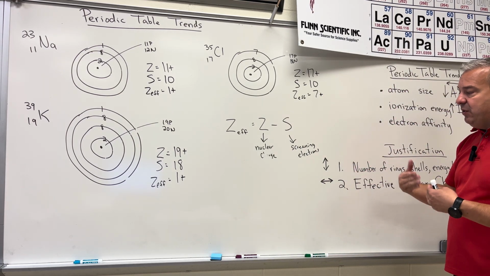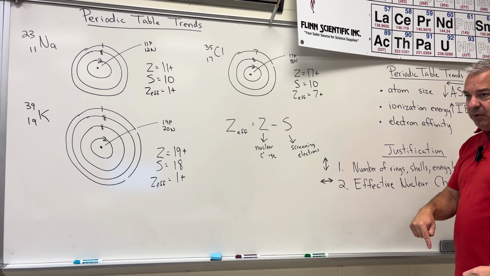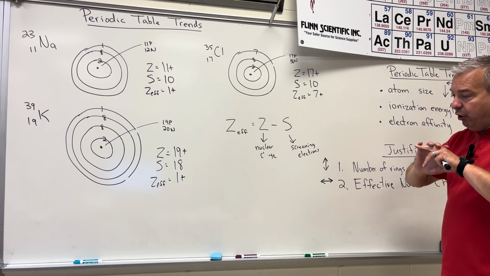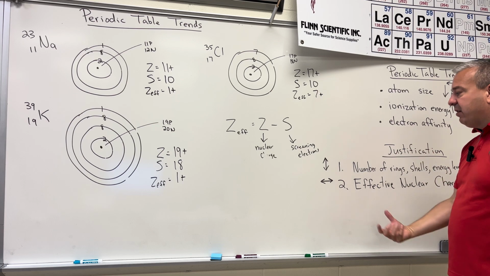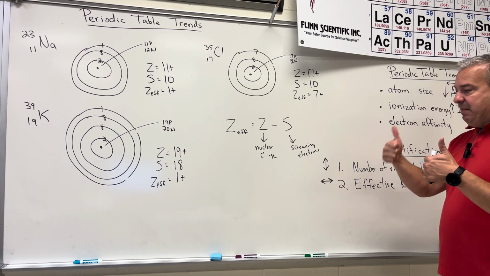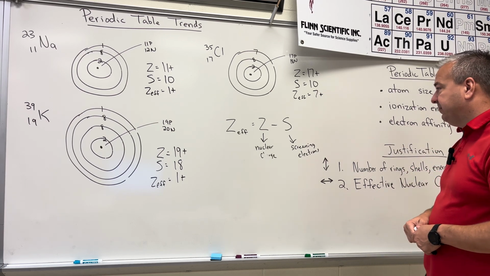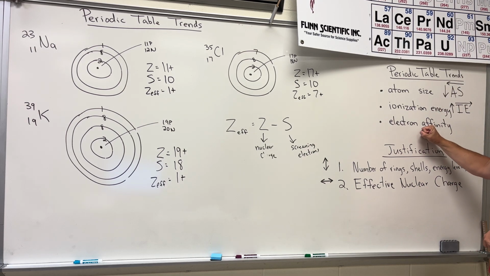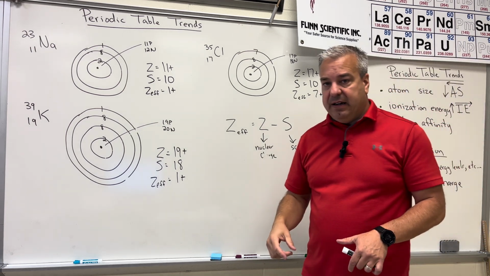The more shields you have, the easier it is to pull off the electron. If you have a low number of shields, the harder it is to pull off the electron, and that means a higher ionization energy. The last one we need to talk about is electron affinity.